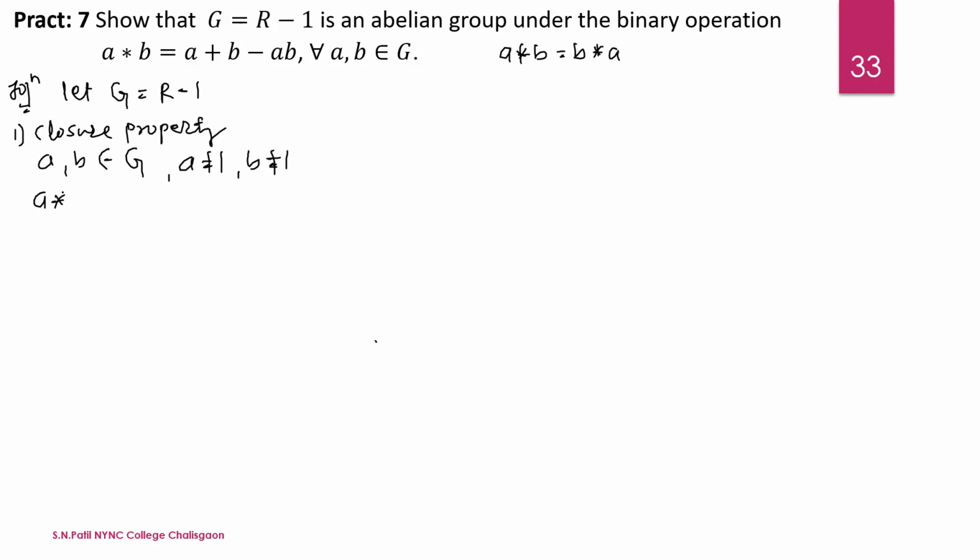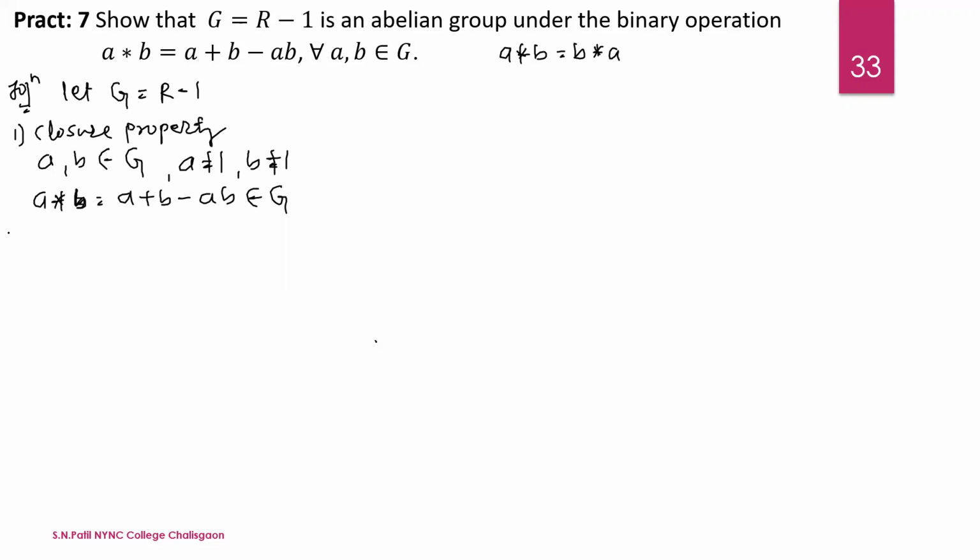Then a star b is equal to a plus b minus ab. If a is not 1 and b is not 1, then definitely the resultant a plus b minus ab is not equal to 1. If it is not equal to 1, then clearly a star b belongs to G, so the closure property is satisfied. We can also verify this result by contradiction: assume a plus b minus ab is equal to 1 and simplify, and definitely you will get a contradiction.